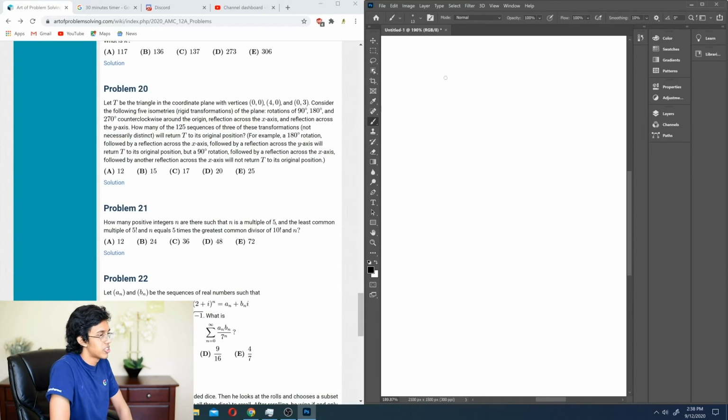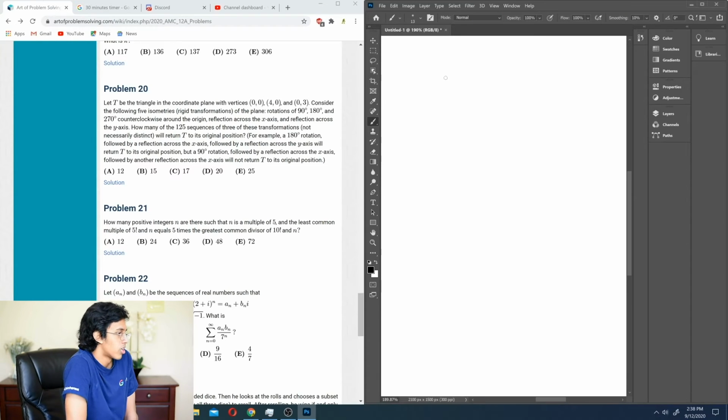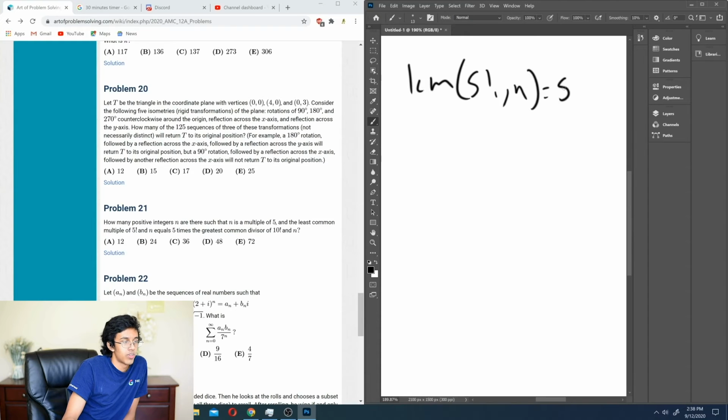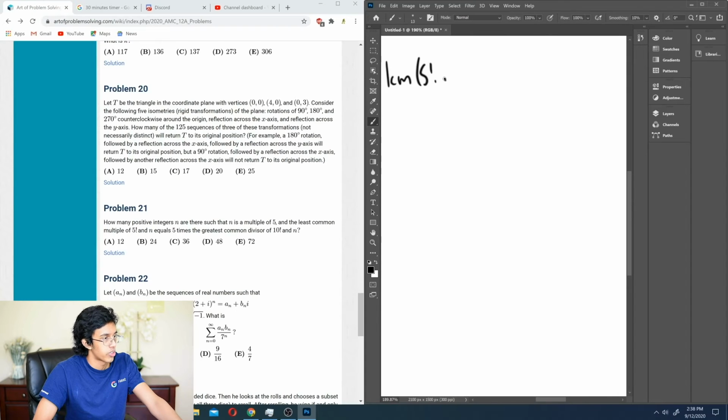Okay, how many positive integers n are there such that n is a multiple of 5 and that the least common multiple of 5 factorial and n equals 5 times the greatest common divisor of 10 factorial and n? So least common multiple equals 5 times the greatest common divisor. Okay, so basically the equation we have is that LCM of 5 factorial and n is equal to 5 times the GCD of 10 factorial and n.